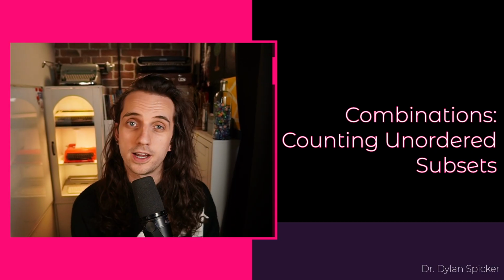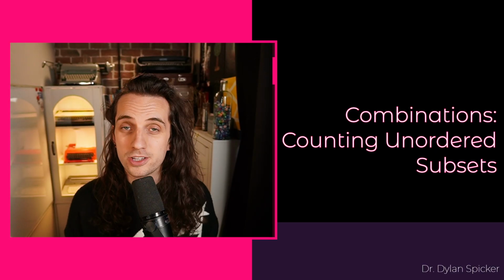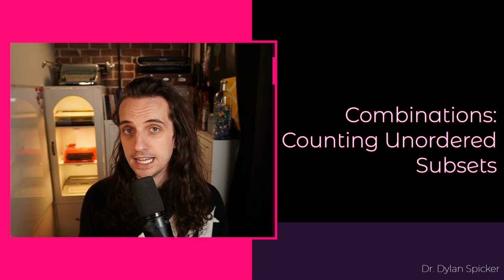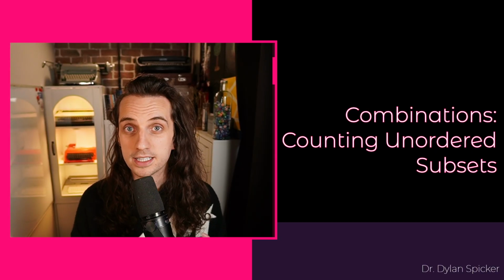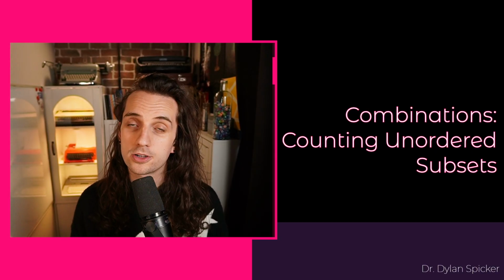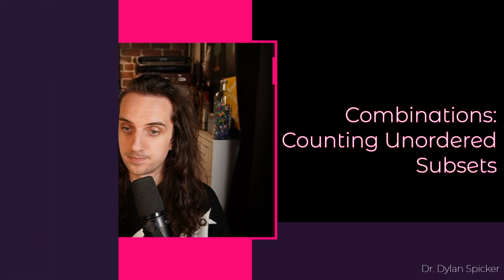Sometimes we have a collection of items and we want to grab a subset, but we don't care about their ordering. We don't differentiate the positions that they're in. And so we might be interested in knowing how many ways can we actually do this? How many ways can we select a subset from our total without concern for what the ordering actually is?